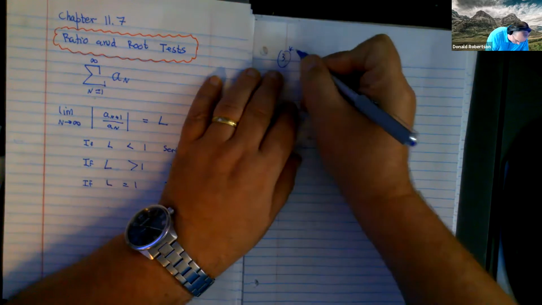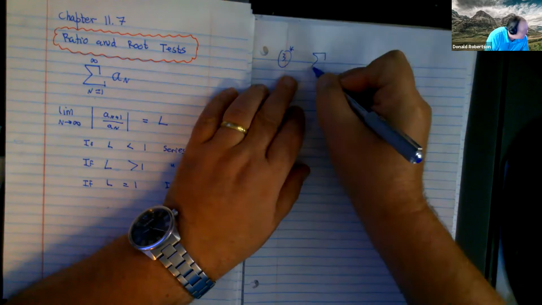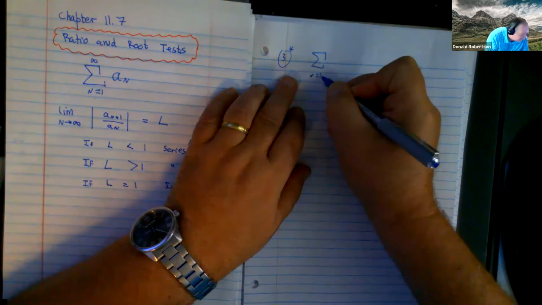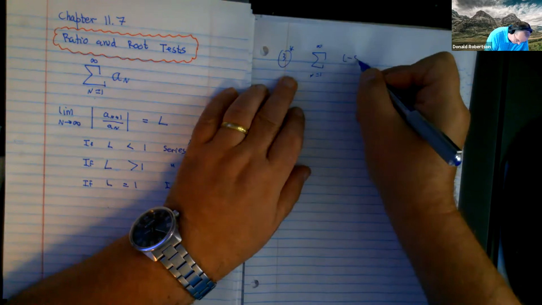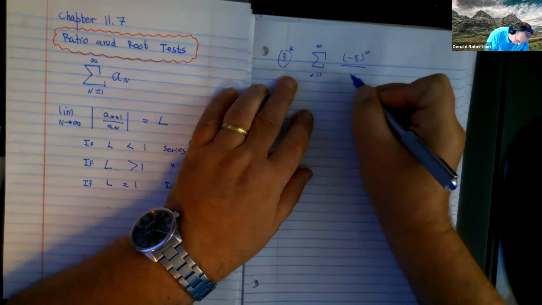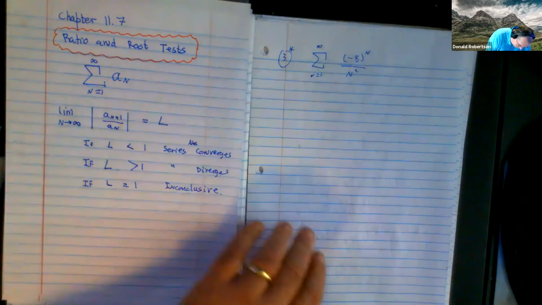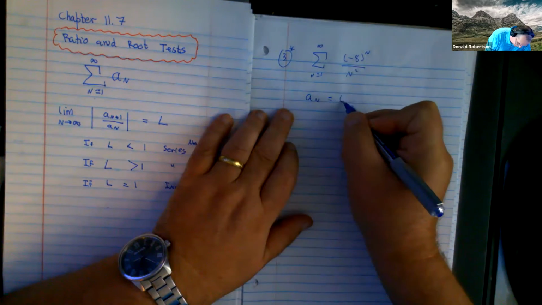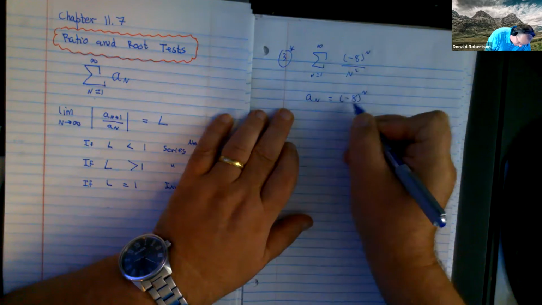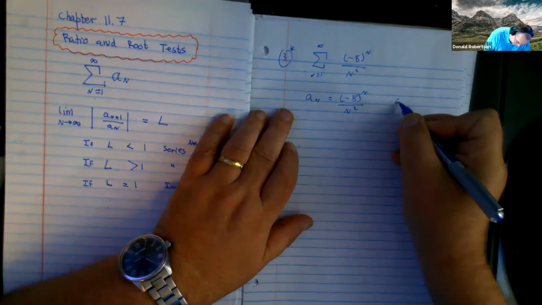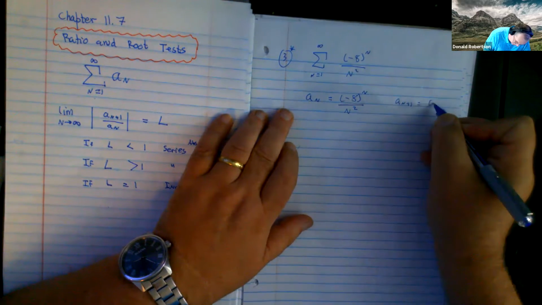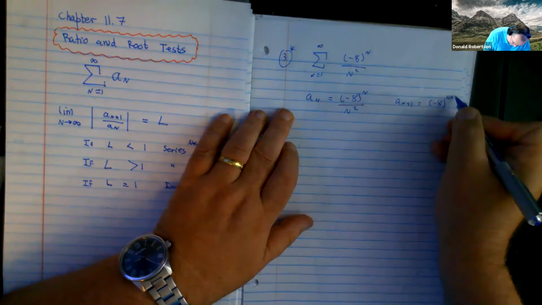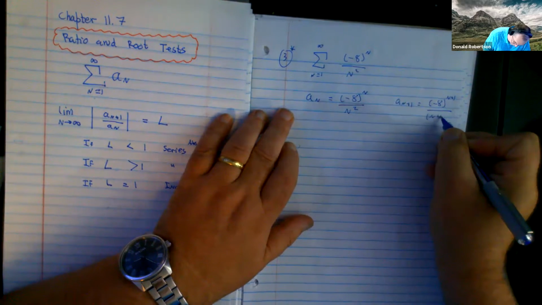Try another one. It takes 2 or 3 to get the swing of these things. So let's try this one. This is version equation 3. And it's negative 8 to the n over n squared. So an is negative 8 to the n over n squared. And an plus 1 is negative 8 to the n plus 1 over n plus 1 squared.